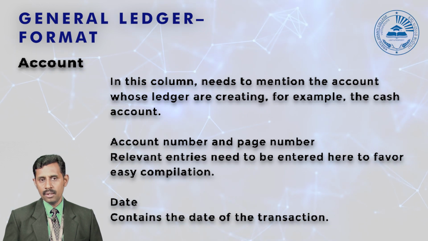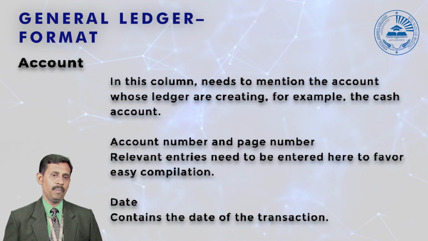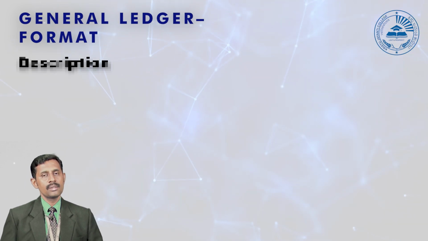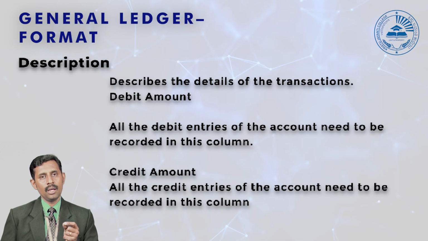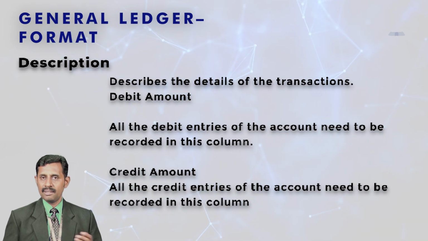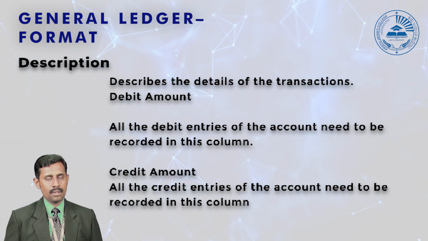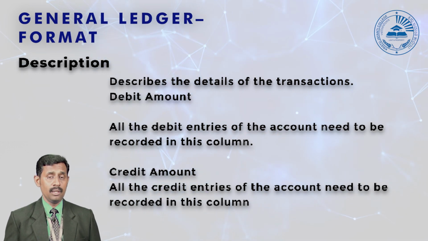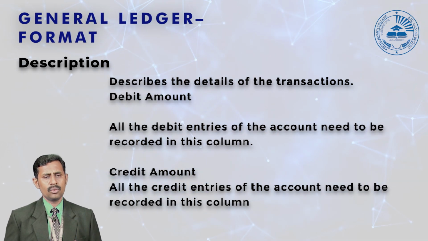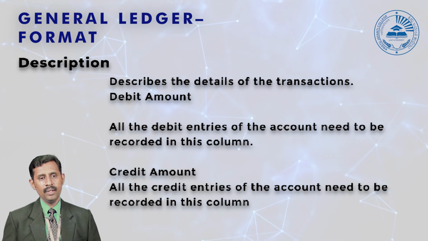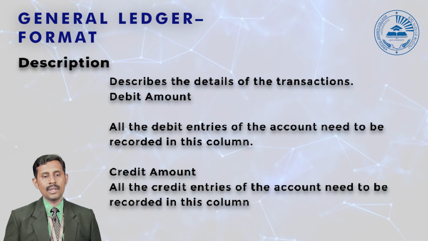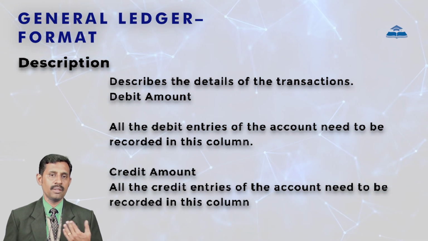Date: on which date the transaction happened. Description: it gives elaborate information about the transaction, whether it is a cash transaction or a credit purchase, to whom it is sold, with whom it was done. Those things will be there. All right. Debit amount: all the debit entries of the account need to be recorded in this column.